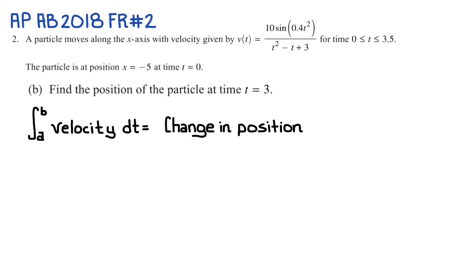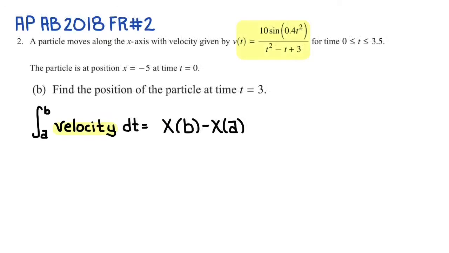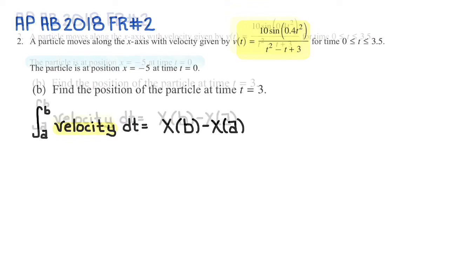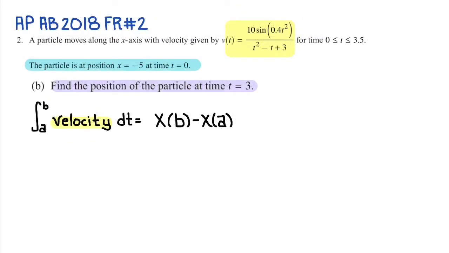In Part B, we're given a velocity function and a point on the position function, and we want another point on the position function. The integral from time a to b of velocity equals the change in position is the equation that involves these 3 items. The change in position is specifically the position at time b minus the position at time a. Here's the given velocity function, the known position, and the position we want.